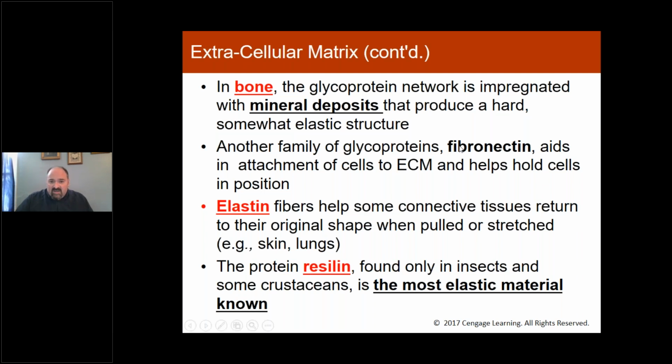You'll see here this term fibronectin aids in the attachment of cells to the extracellular matrix, helps to hold the cells in position. And as we look at some of these examples of these tissues, you'll see that there are cells placed within this ECM, this extracellular matrix.